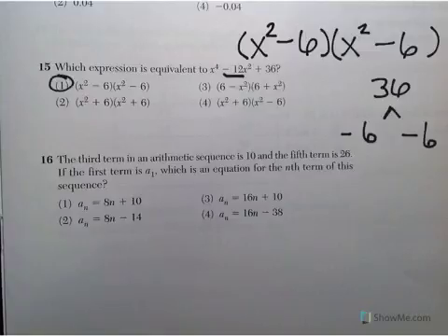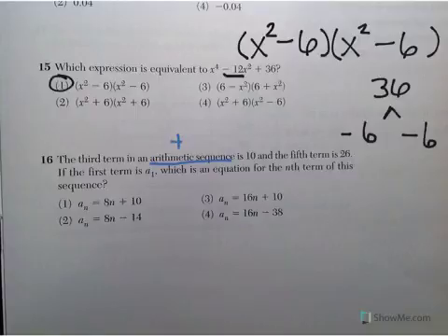Number 16. The third term in an arithmetic sequence is 10. The fifth term is 26. If the first term is a1, which is an equation for the nth term of this sequence? Well, arithmetic sequence means that you're consecutively adding a specific number each time.